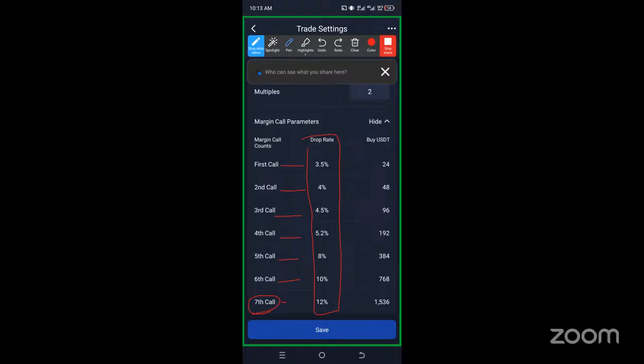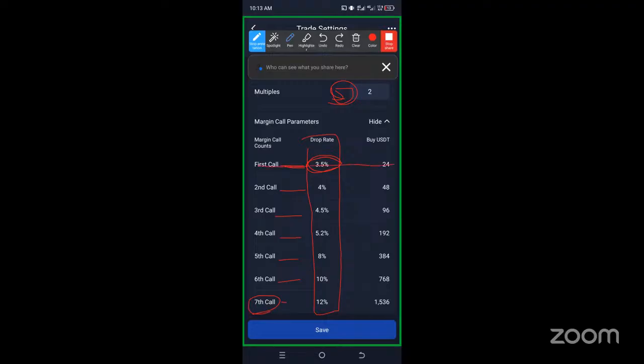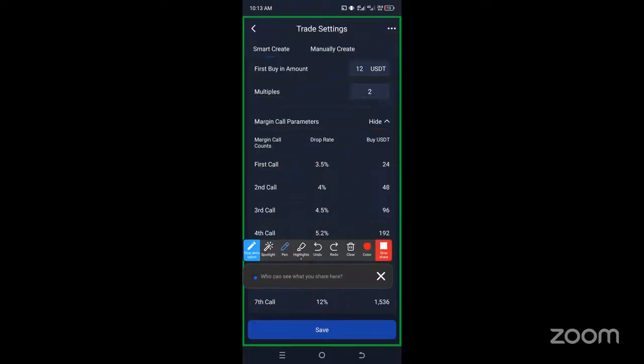But each call corresponds with the percentage drop, meaning that if I enter the market and I put $5, I instruct the robot that when the market drops 3.5, put in another $5. I am the one to decide if it will put 5 or more than 5, but where do I instruct the robot to do that? You come here in multiples.